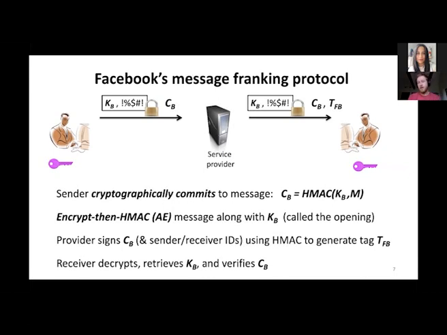But it can MAC that value or digitally sign it so that it can assure later on that it knows that it saw this actual commitment value going by. The receiver, when they get this whole bundle of stuff, can decrypt it, recover K sub B, and use it to verify that the commitment C sub B matches the message that they saw.